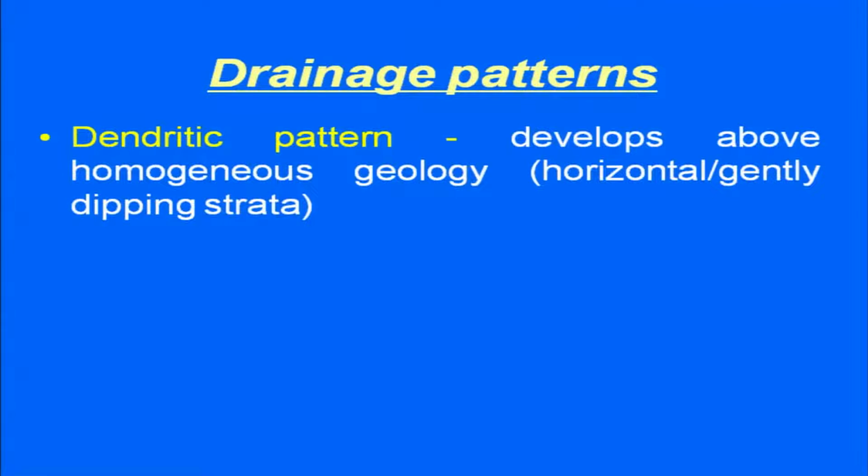So let's quickly look at different drainage patterns, which of course we have briefly discussed. The most commonly seen drainage patterns across most of the regions are the dendritic pattern, the trellis pattern, and parallel drainage. And in most of the regions you will also see the radial pattern. So these are a few of the most commonly seen drainage patterns on the Earth's surface.